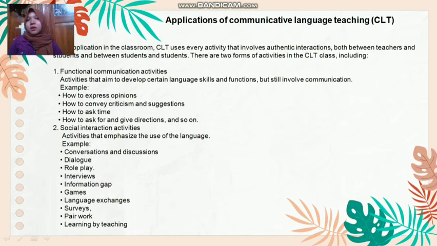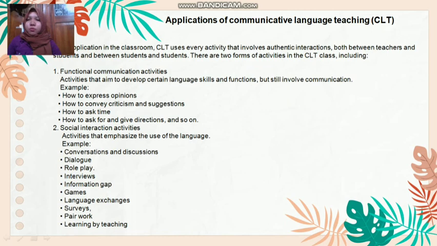And then applications of communicative language teaching or CLT. In its application in the classroom, CLT uses every activity that involves authentic interactions both between teachers and students and between students and students. There are two forms of activities in the CLT class, including functional communication activities and social interaction activities.